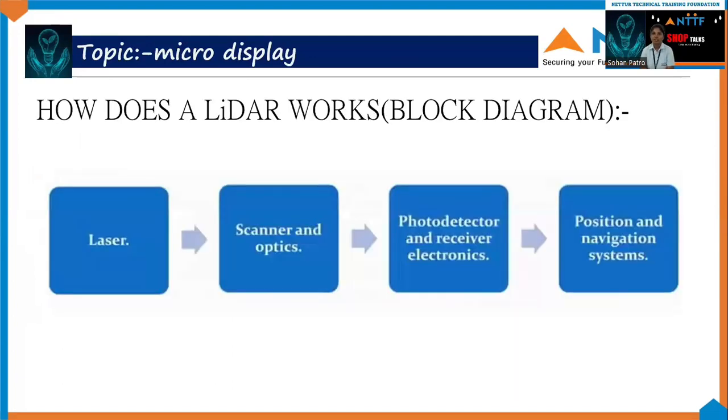Then how does LIDAR work? This is a block diagram of LIDAR. First is laser, then scanner and optics, then photodetector, then receiver electronics, then position and navigation. These are the important factors during this scan.